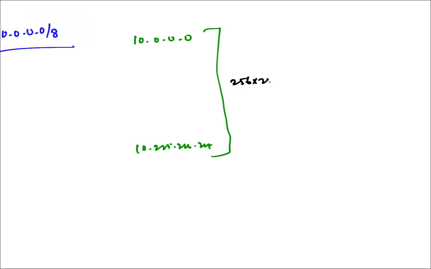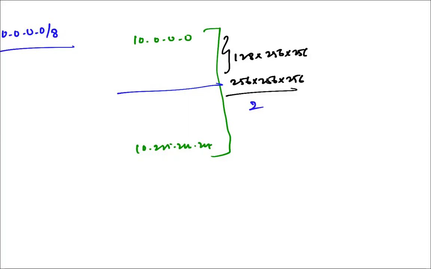Okay, so how many IPs do we have here? 256 into 256 into 256, correct? Okay, so if I break this into two, what are we going to get? We're going to get 128 into 256 into 256, correct? Here also we're going to get 128 into 256 into 256. Okay, so what will be the last IP? Can you guys guess what will be the last IP address?